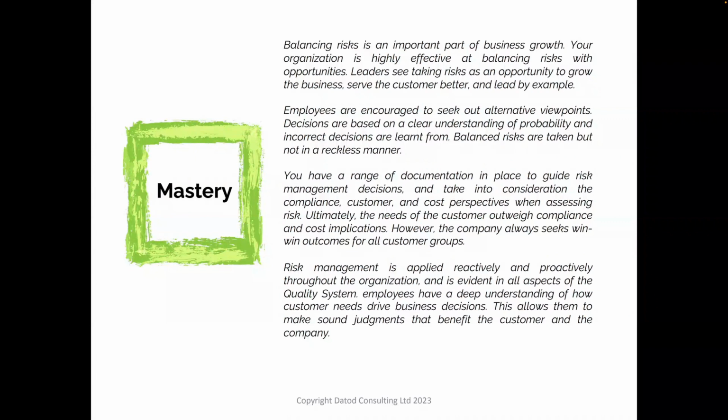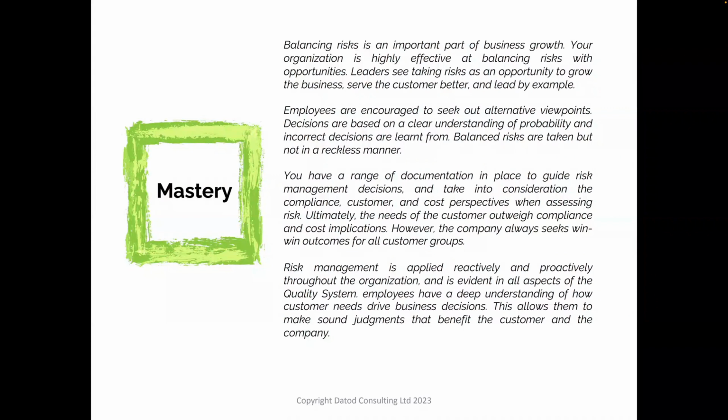There's a lot of documentation in terms of guidance within the organisation, so this is beginning to be embedded within the business. Ultimately, the needs of the customer outweigh compliance and cost implications. People are beginning to understand that there's a bigger picture than just meeting risk management objectives, from a customer-centric perspective, rather than just because the regulations say you have to. An organisation operating at this level is trying to work out win-win outcomes for all of those customer groups.